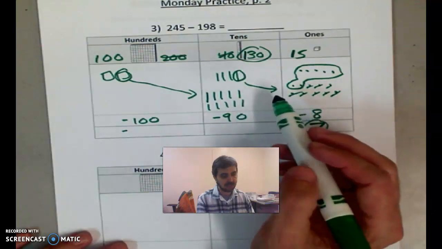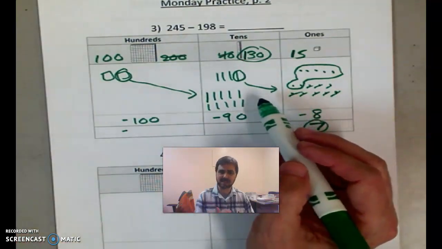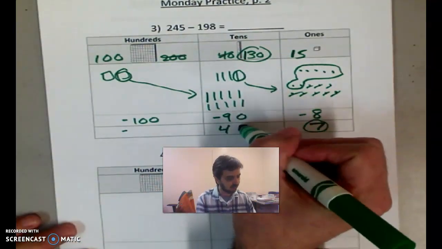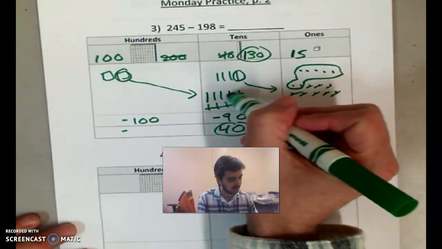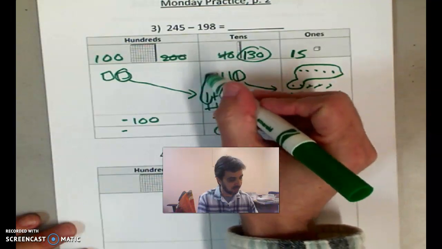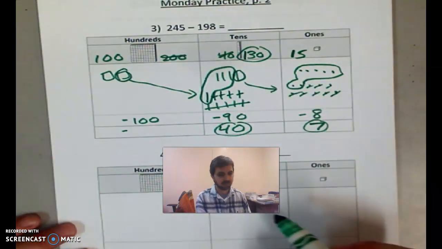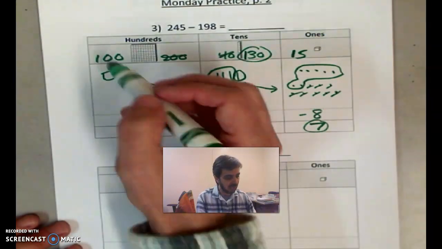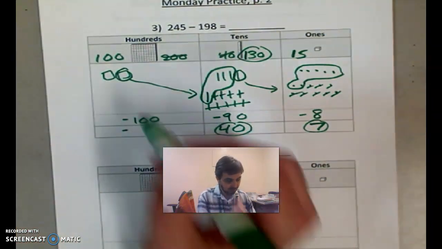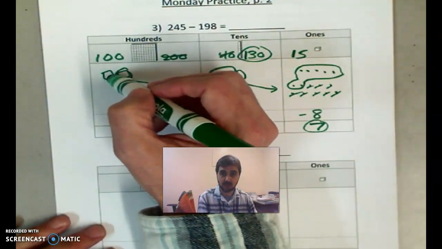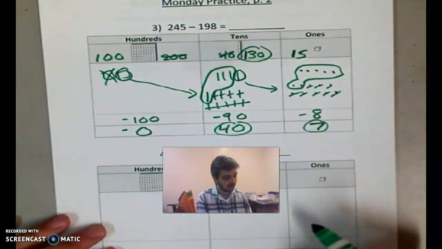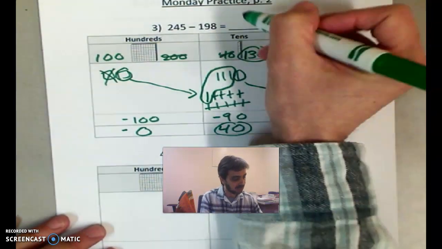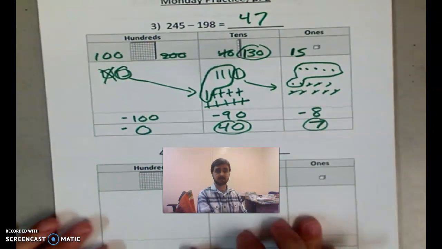130 minus 90 is, I think of it as 13 minus 9, which is 4, but 4 tens. Right, if I cross off 9 of these, 5, 6, 7, 8, 9, I'm still left with 4 of them, okay? And then over here, I have to subtract 100. I've only got 100 left. 100 minus 100 is nothing. So I'm left with, my answer is 47.